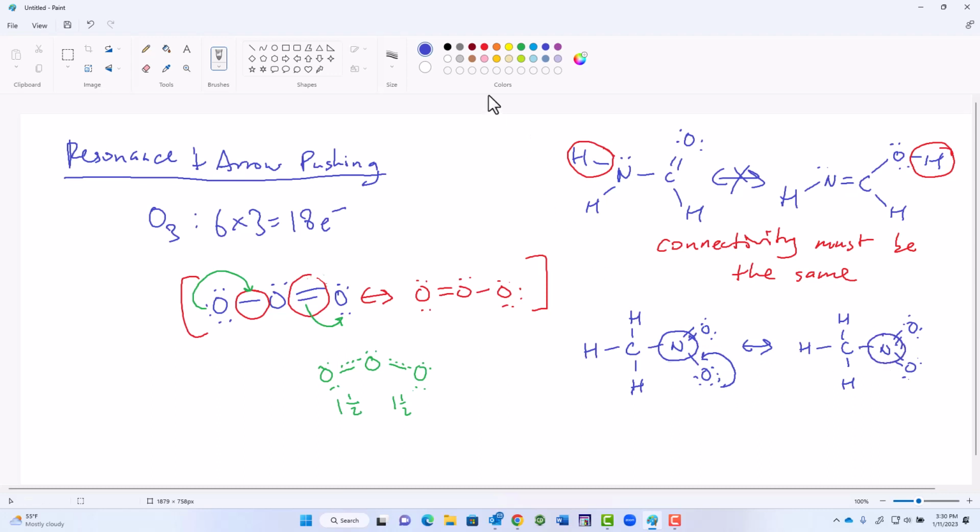We must obey the octet rule unless we're dealing with things like phosphorus or sulfur, or things past phosphorus and sulfur, that can disobey the octet rule. But in most cases for organic molecules, we must obey the octet rule. So we can't have a situation where we get something like hypervalent nitrogen. Nitrogen does not have access to its d orbital, so it will never go hypervalent.